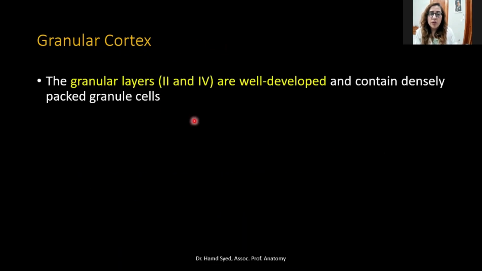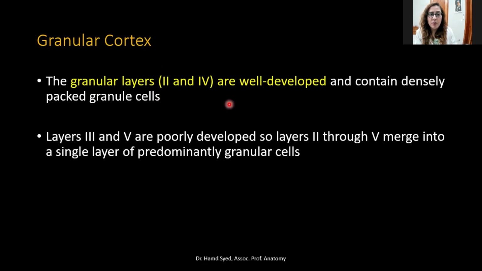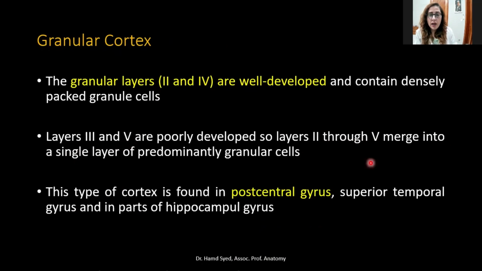Over here, like I mentioned, the layers 2 and 4 are well developed, and they are the parts which contain the densely packed granule cells, also known as the stellate cells. And over here, the layers 3 and 5, the ones which contain the pyramidal neurons, are poorly developed. So layers 2 through 5 merge into a single layer of predominantly granular cells. This type of cortex is found in the postcentral gyrus, also in the superior temporal gyrus, and in parts of hippocampal gyrus. So it is mainly the sensory cortex which contains the granular cells.